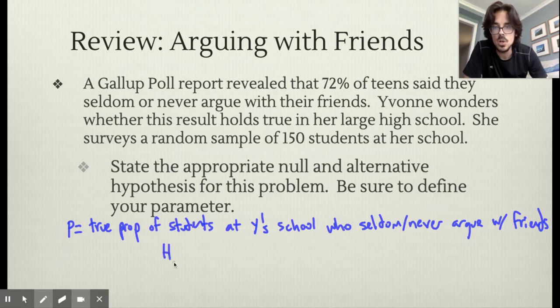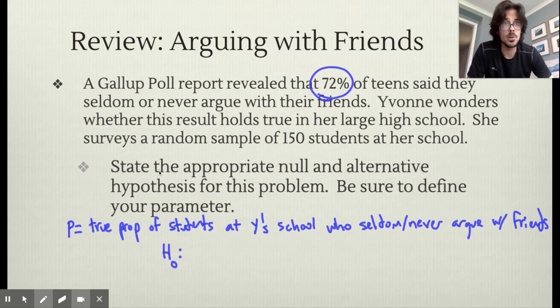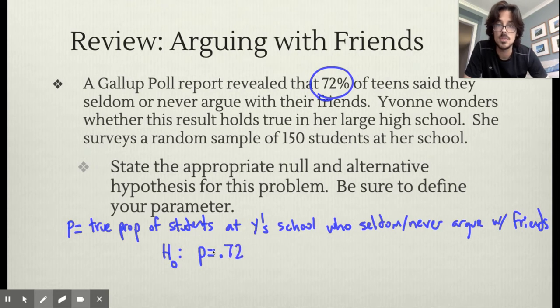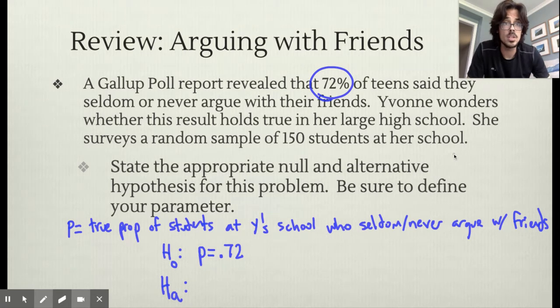Remember that your H0, your null hypothesis, always has an equal sign in it. They say in this poll that it was 72% for everybody, and Yvonne is wondering if that's the case at her school. So her null hypothesis is going to be that the percent is the same as the supposed national average of 72%. Then for your alternative hypothesis, you are guided by the wording of the question or whatever the researcher thinks is going to happen.